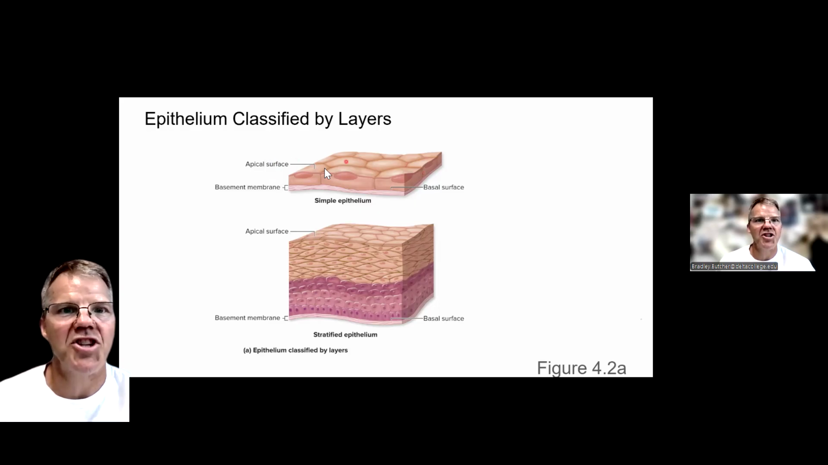Epithelial tissue categorized by layers. Here we see just a single layer of cells of epithelial tissue. Here we see many layers of cells, actually two different types of tissue, but these ones all look squished to me. You can see the nuclei in the center of those cells. These ones down here look like cuboidal cells. You can see there's nice round nuclei in them.